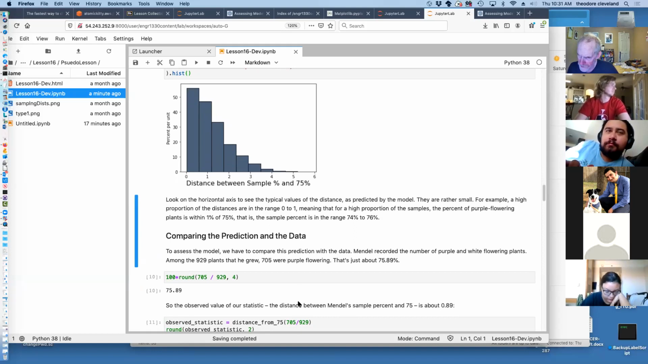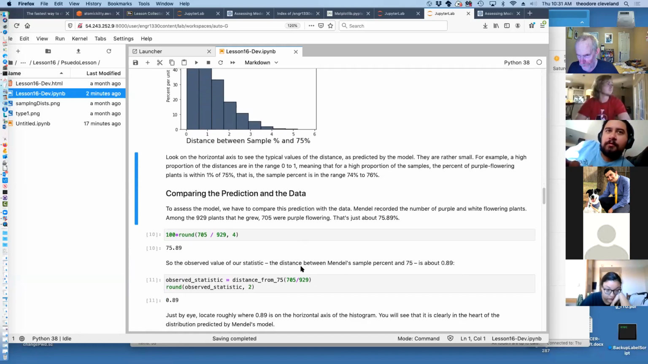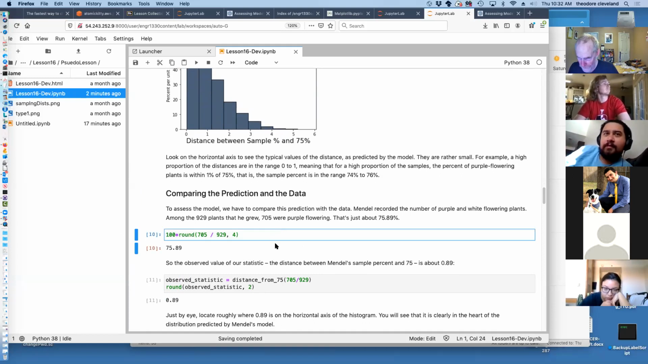Our next desirable step is to compare the prediction and the data. So to assess the model, we have to compare the prediction with the data. Mendel recorded the number of purple and white flowering plants among 929 plants that he grew. 705 were purple. That's about 75.89%. So we're going to convert the 705 of the 929. We're going to round it to 4 decimal places, multiply by 100 to express the percentile in a whole number. There's no reason why we couldn't use 0.7589, except that the other part of our script has already multiplied everything by 100.